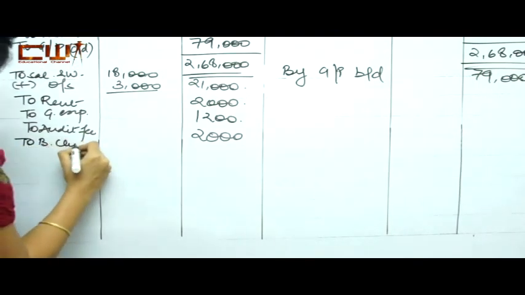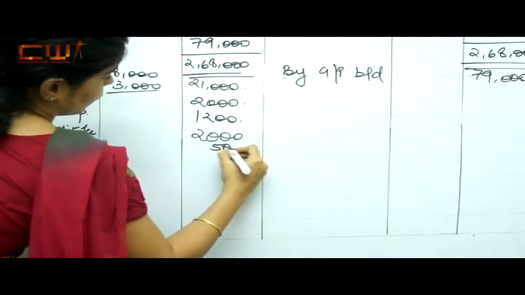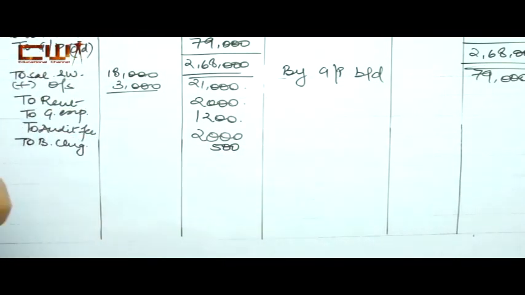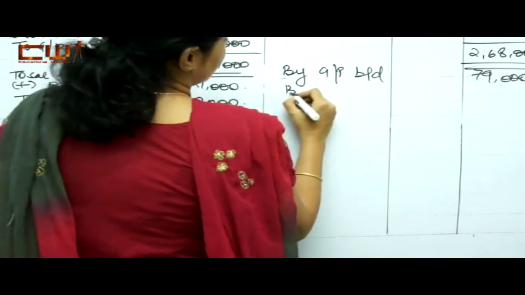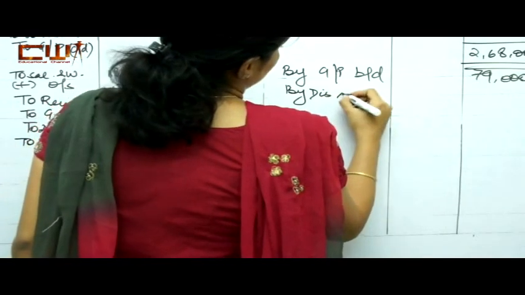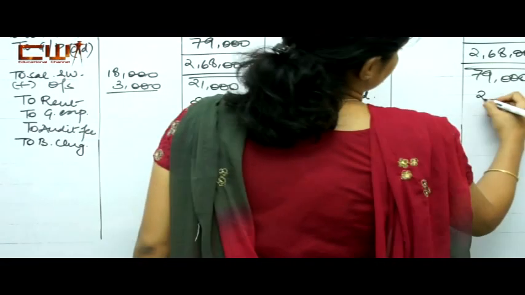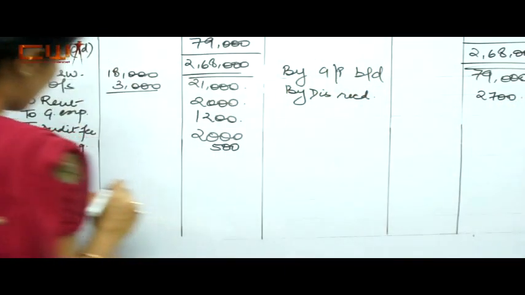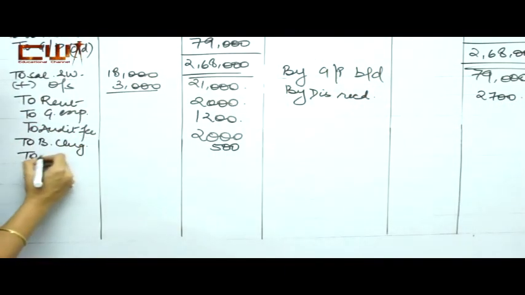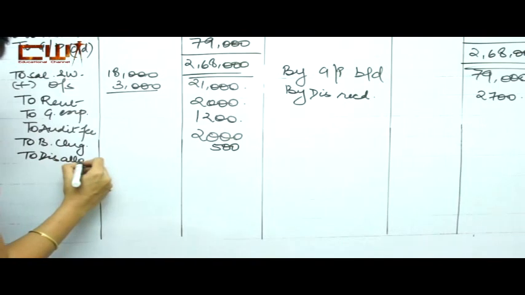To bank charges 500. What next? Next is you have discount received and allowed. Allowed is an expense, received will come as an income. Discount received means you have to pay less, so that is like an income. So you write here by discount received. How much you have the discount received? 2,700. You see in the credit side you have 2,700.